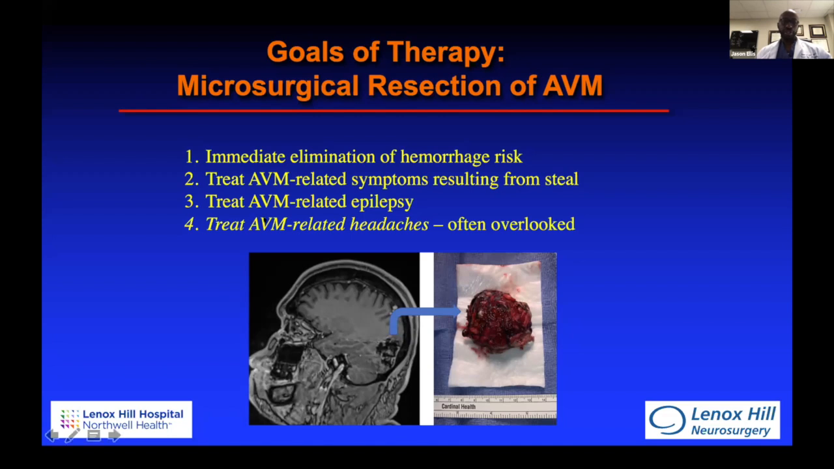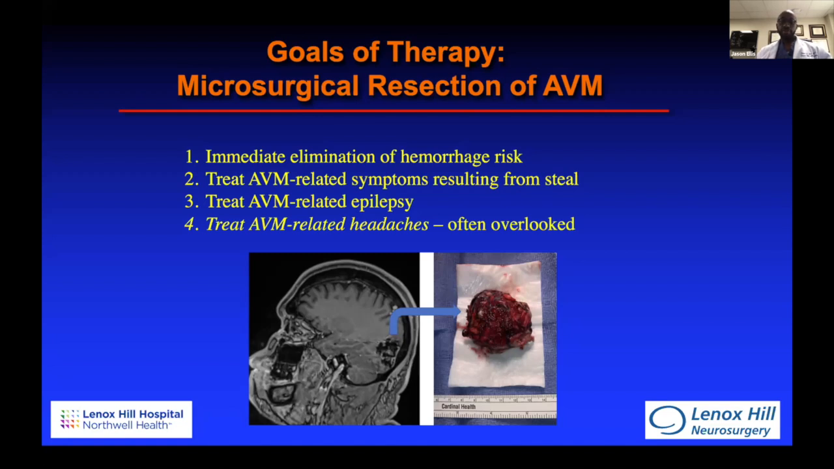You can treat the AVM-related symptoms such as steal. You can treat AVM-related epilepsy by removing not only the nidus, but you may have epileptogenic brain surrounding it, gliotic brain surrounding the nidus, which can also be resected.